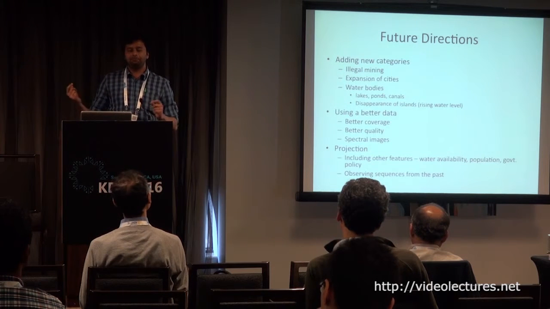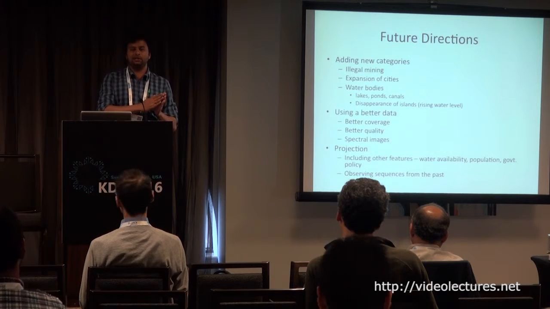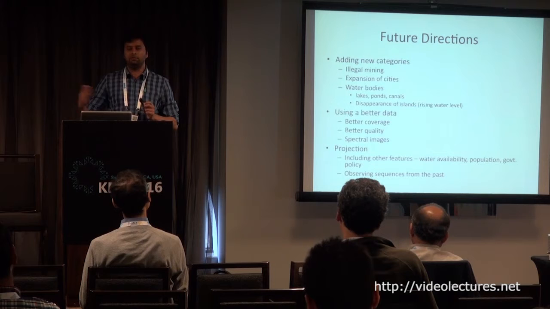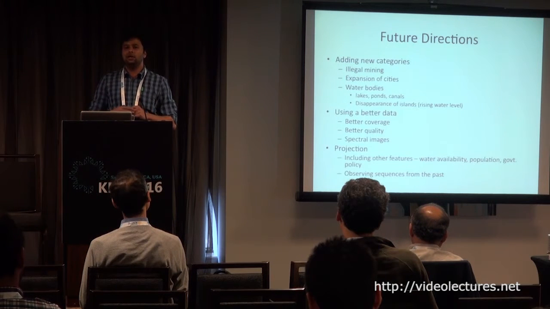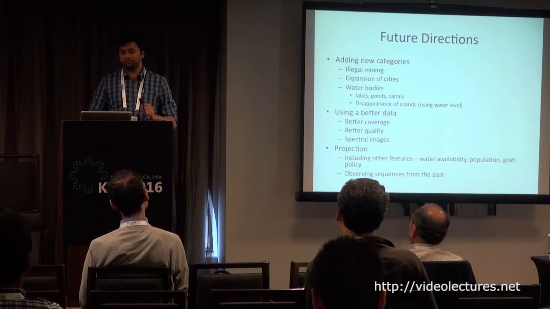And also find the relationship by observing the sequence from the past, like how agricultural land was changed to some other land type, maybe industrial, maybe for residence purpose. Can we find a model from sequences observed in the past to do this projection?